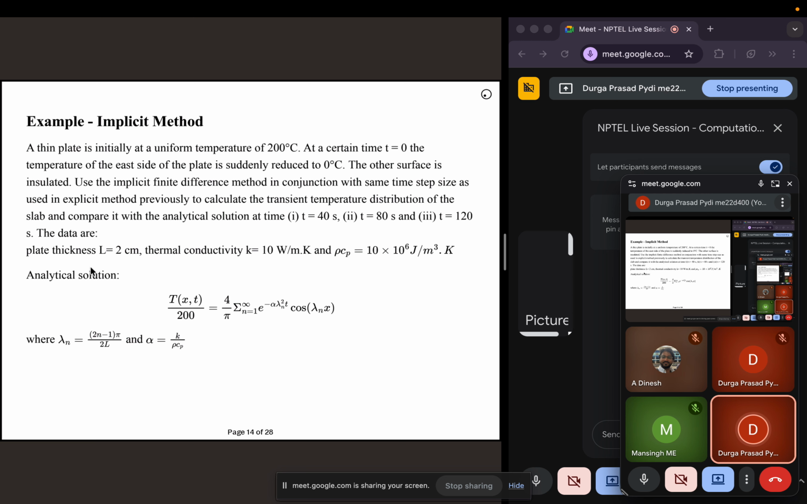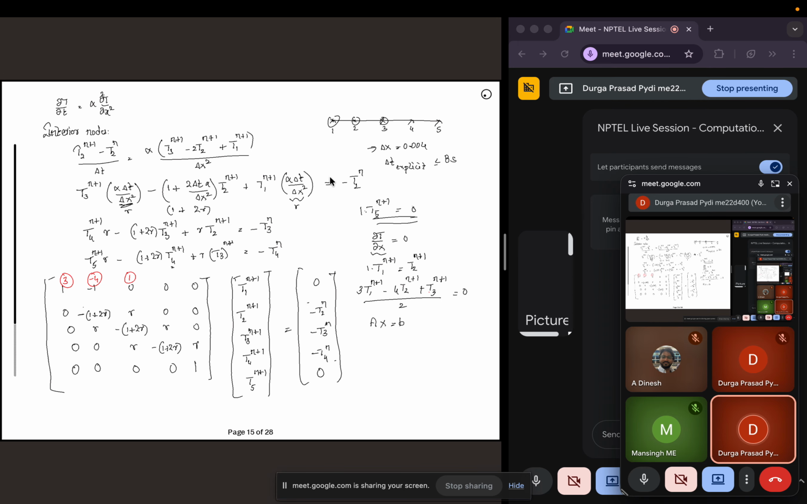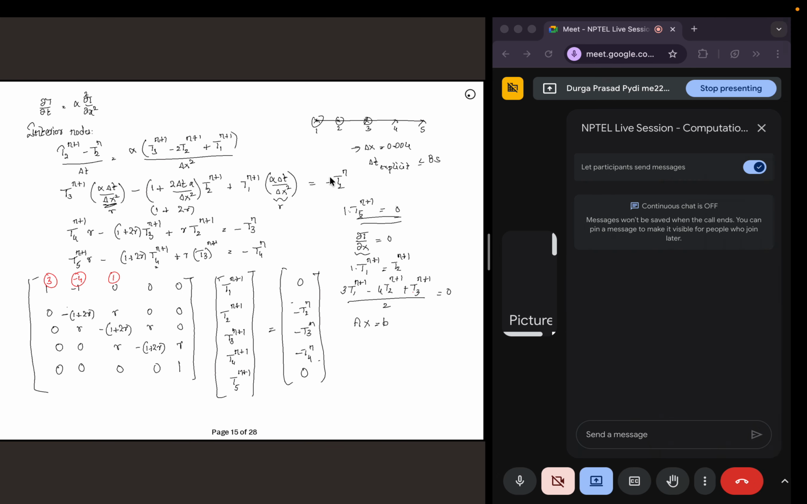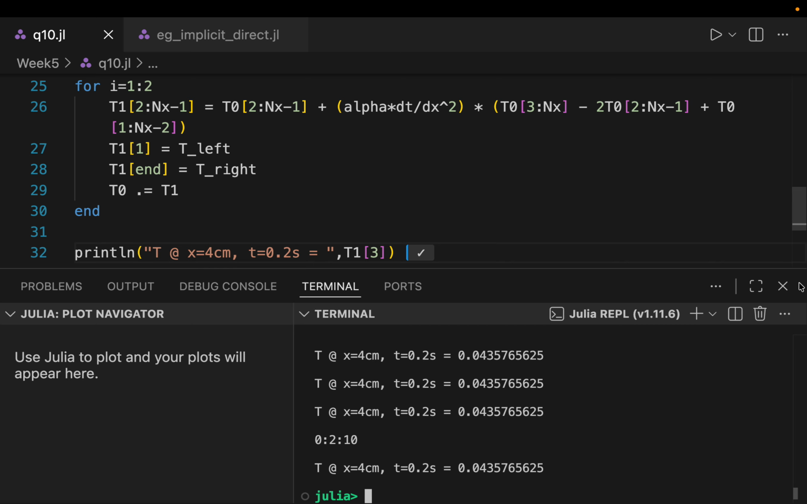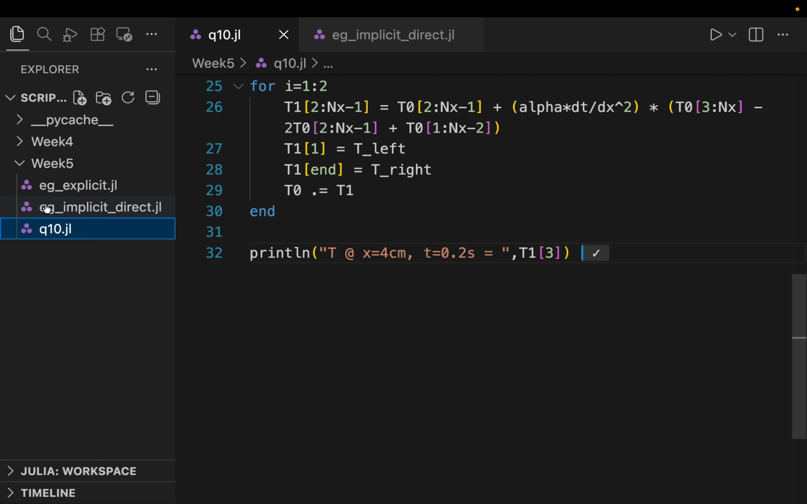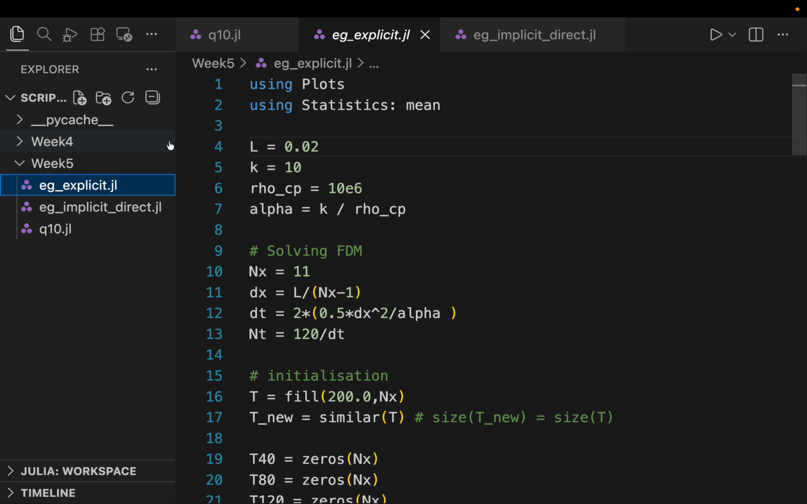Now we'll also look at the other two problems. Yeah, this problem here. When we were discussing, I wrote the equations here for the implicit method and also for the explicit method. The same equations, you can also just code them and see the effect of stability, etc. So let's say we will start with the explicit one.